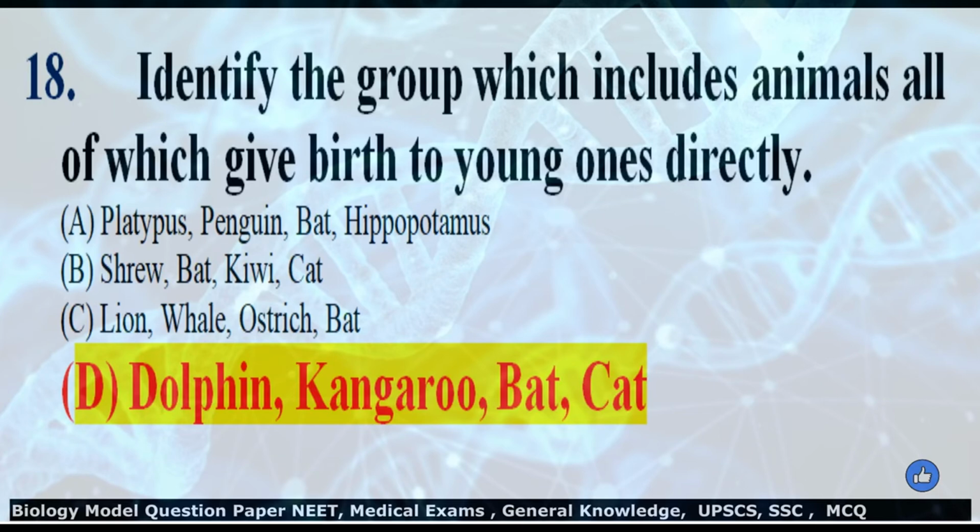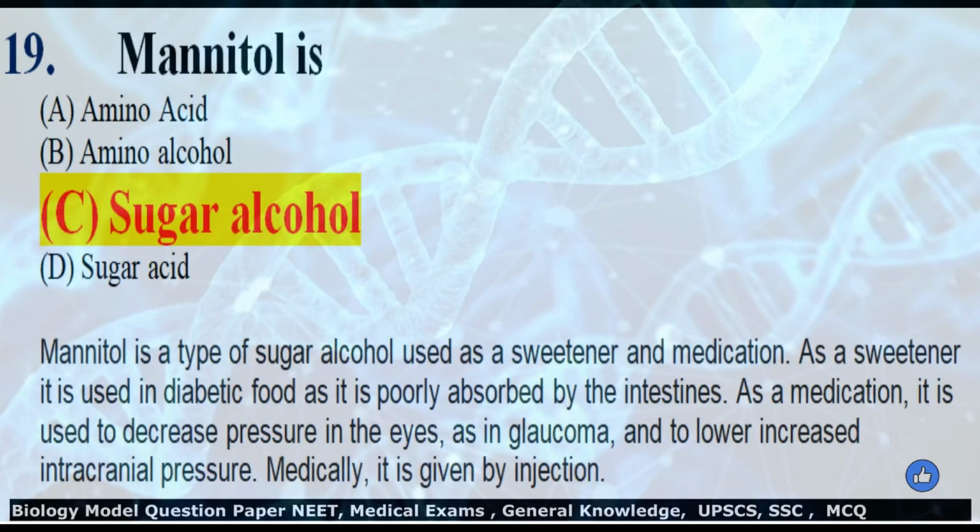Question number 19. Mannitol is a sugar alcohol. Mannitol is a type of sugar alcohol used as a sweetener and medication. As a sweetener, it is used in diabetic food as it is poorly absorbed by the intestines. As a medication, it is used to decrease pressure in the eyes as in glaucoma and to lower increased intracranial pressure. Medically, it is given by injection.